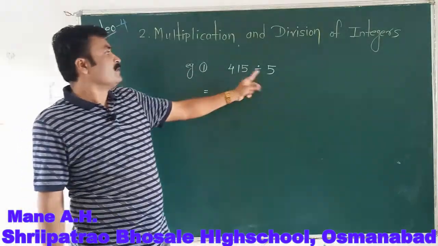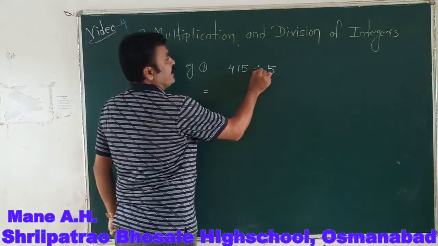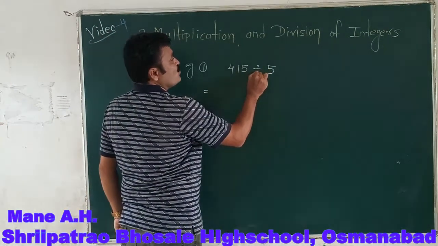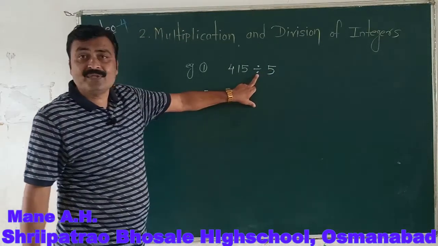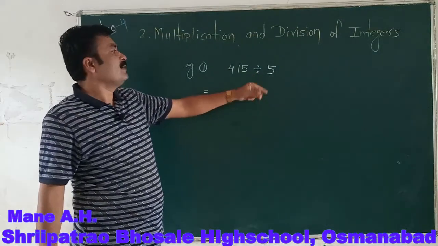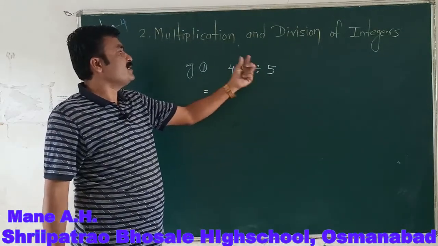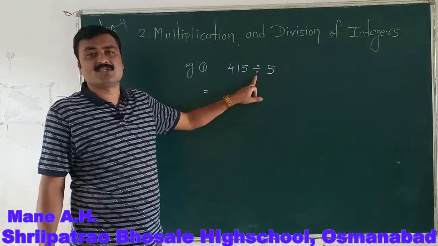Now while taking the division between these two numbers, first look at the sign that we are using between these two numbers. This sign is known as the division sign. या दोन संख्यांचा भागाकार घेत असताना या दोन संख्यांच्या मध्ये मी जे चिन्ह वापरलेलं आहे याला भागाकार क्रियेचं चिन्ह म्हणतात.